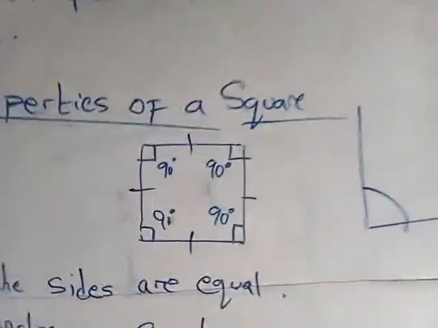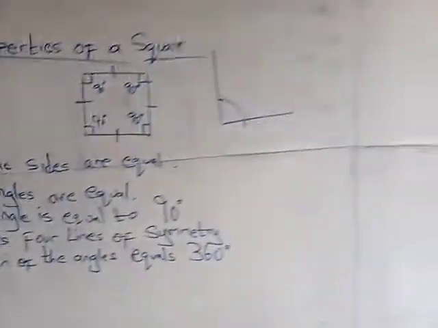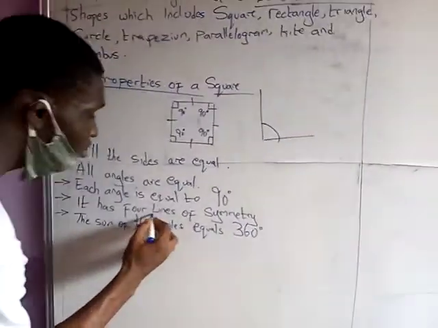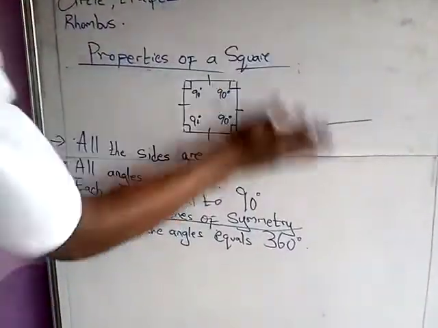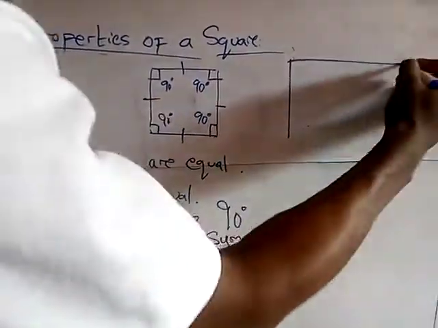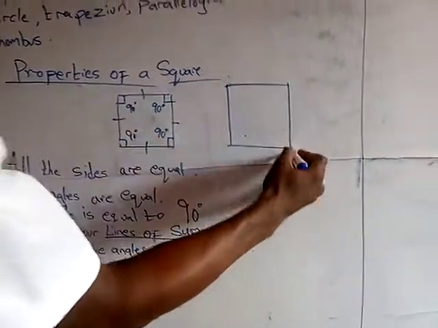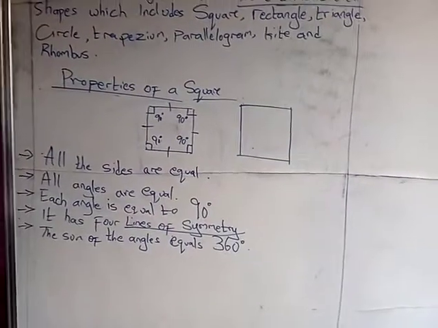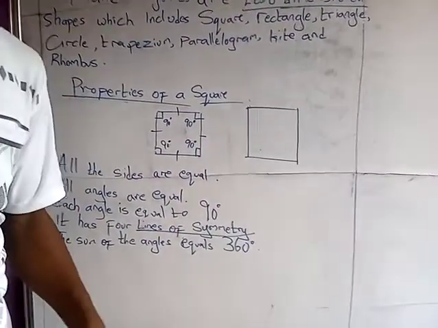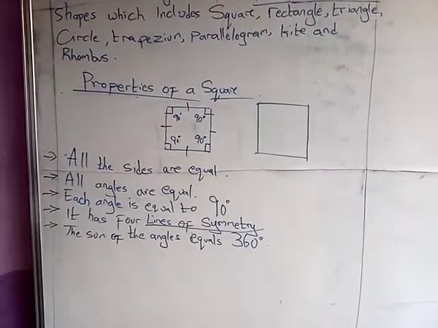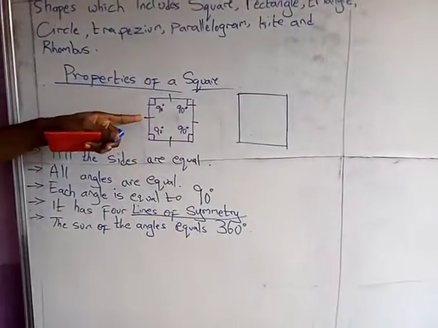And another one is that it has 4 lines of symmetry. What do you mean by the lines of symmetry? The lines of symmetry are the lines with which we can fold a shape into equal halves. What did I say? The lines of symmetry are the lines with which we can fold a shape into equal halves. Now the square has 4.